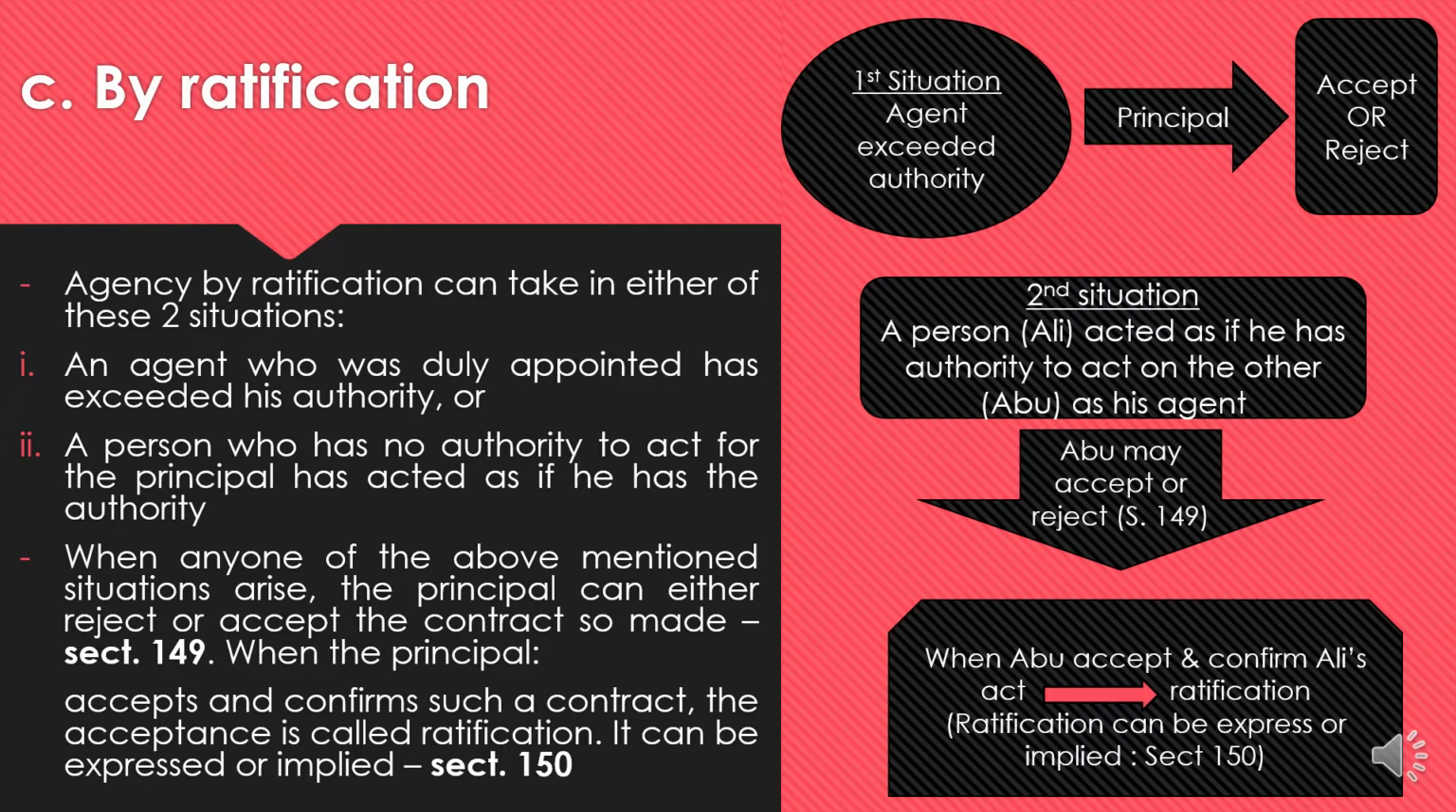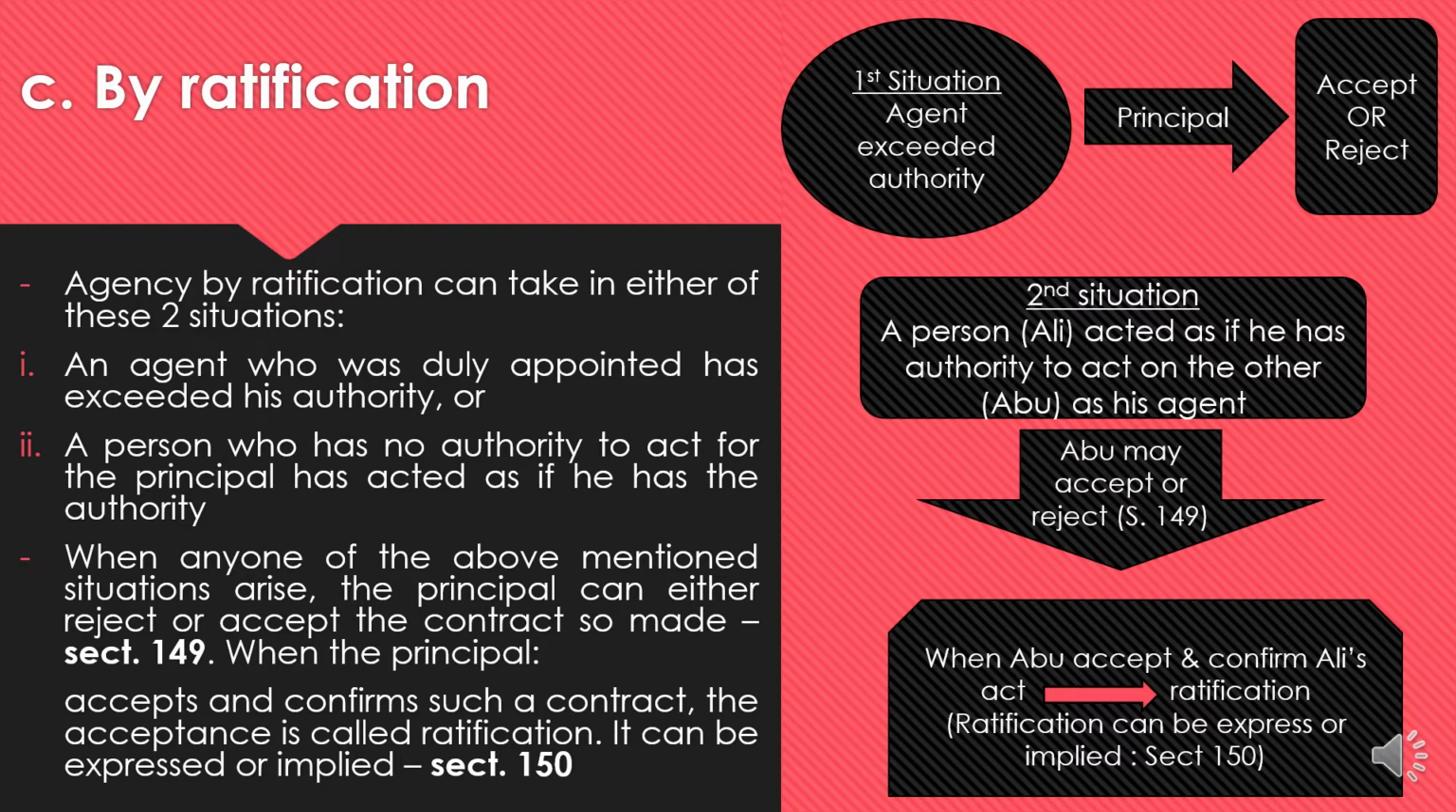Okay. When the principal accepts and confirms such a contract entered by the agent who exceeded the authority, or entered by a person who acted as if he is the agent, the acceptance is called ratification. Okay, so ratification can be expressed or implied. This is provided under section 150. So we go for the first situation. The agent exceeded authority.